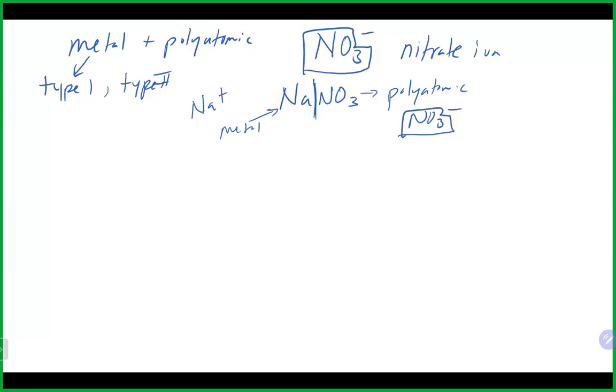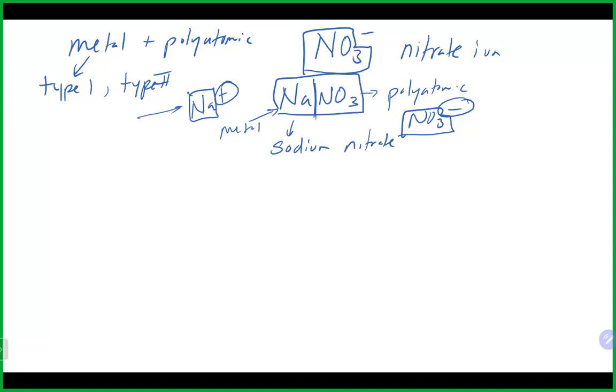Once again, what we're putting together is -1 and +1, which is why when we write the formula, we just need one of each of them, right? +1 minus 1 equals 0. It does need to equal 0 because it's a positive thing and a negative thing coming together. At this point, do I need a Roman numeral with sodium? I don't, because it's a type 1 metal, which means the name here would be sodium nitrate, right? So we just use the whole name.